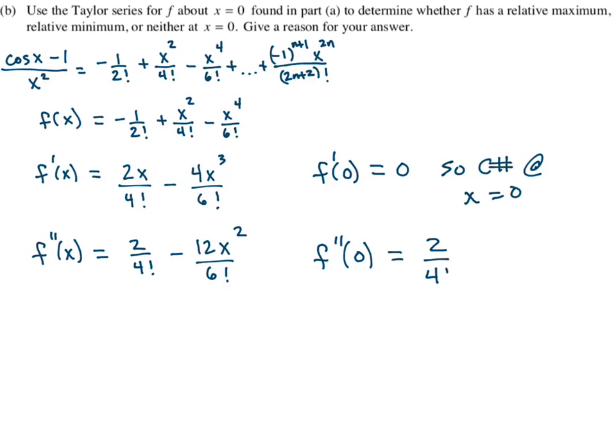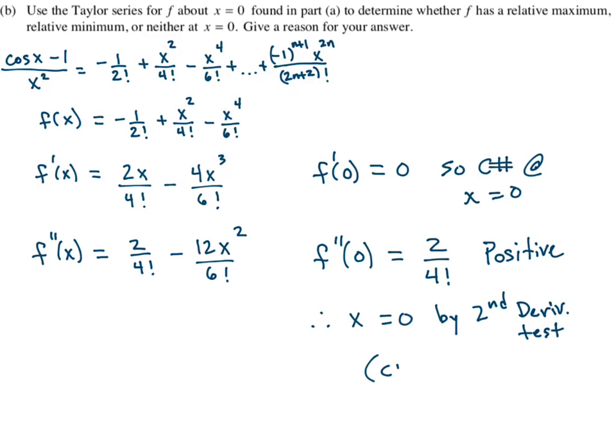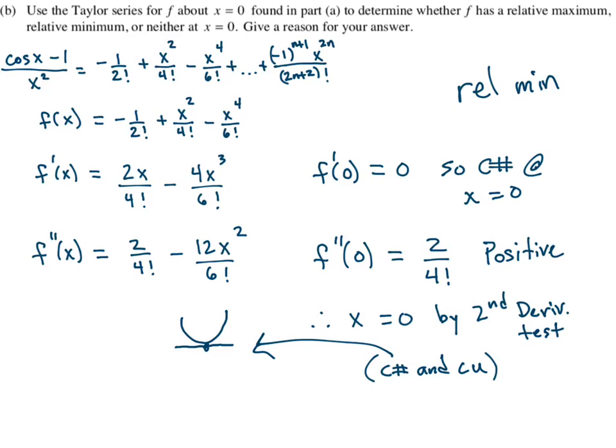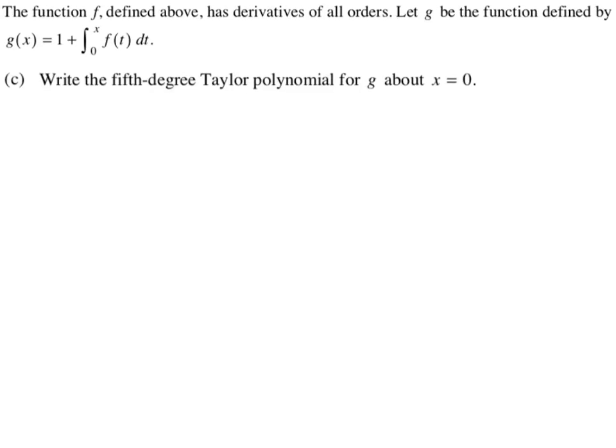Well, if I plug a 0 into the second derivative, I get 2 over 4 factorial, and that's positive. If I know that's positive, then at x equals 0, by the second derivative test, I know that's going to be a relative min. So I would say this is going to be a relative minimum. I've got a critical number and concave up. Basically, it means that for the critical number, the slope is 0, and for the concave up, it's going to be a shape like this, and I've got my critical number right here, and so I know it's going to be a relative min.